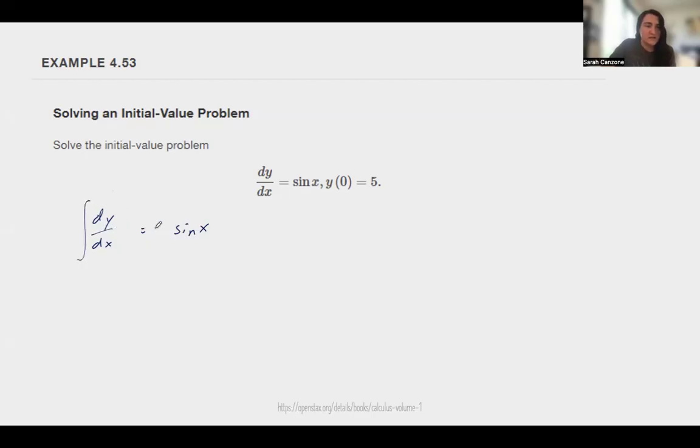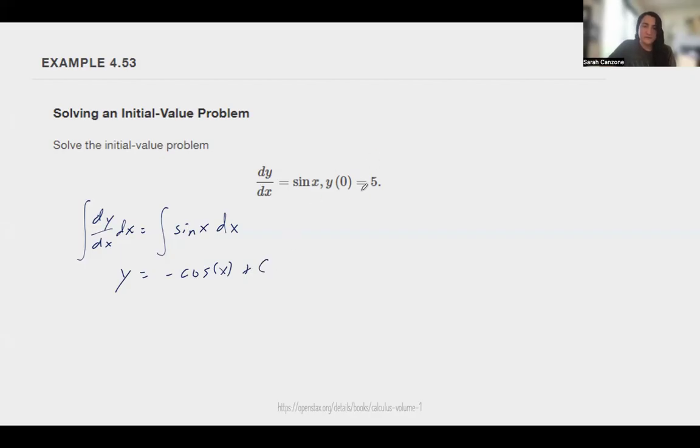So integral dx, integral dx, and now I can integrate this. So the integral of dy dx is going to be y equals, and then the integral of sine, we again know that the derivative of cosine is sine, so the integral of sine is negative cosine of x. And then this is just going to be plus c.